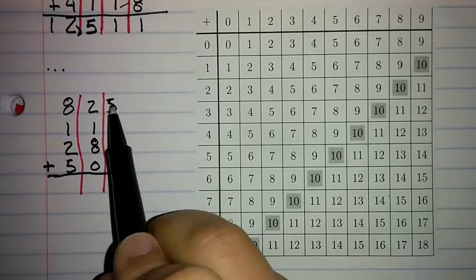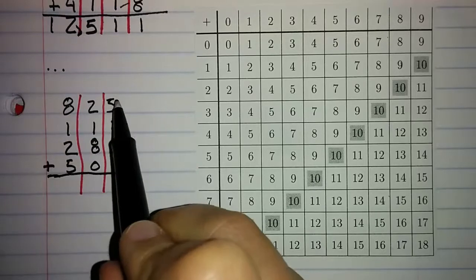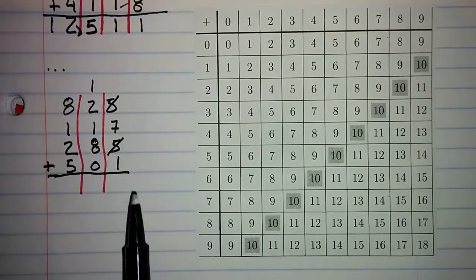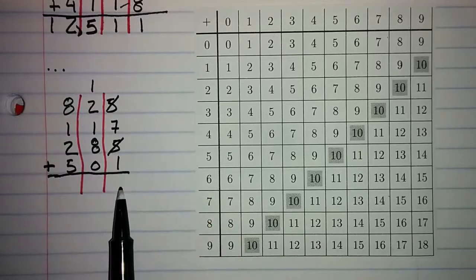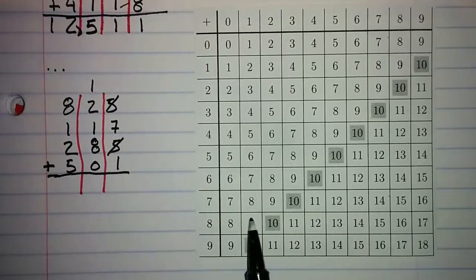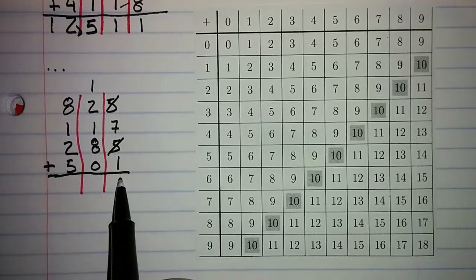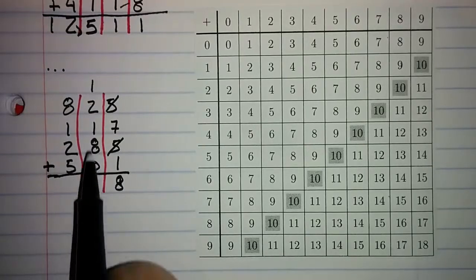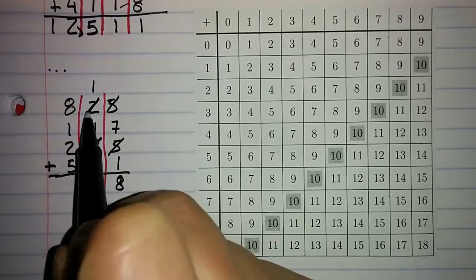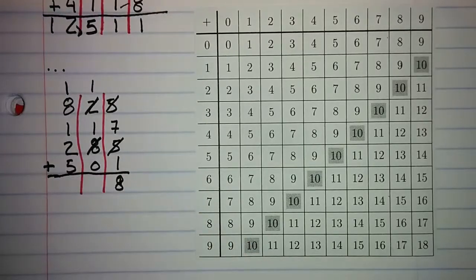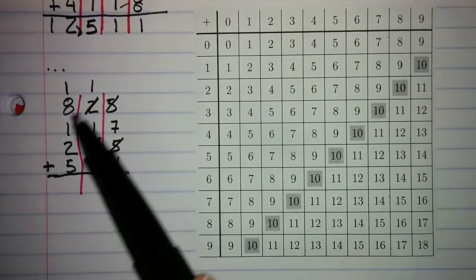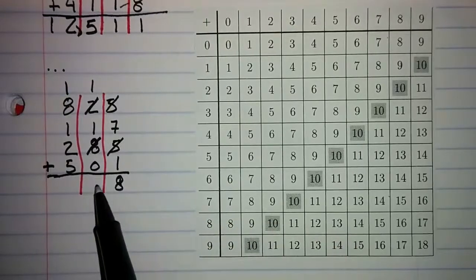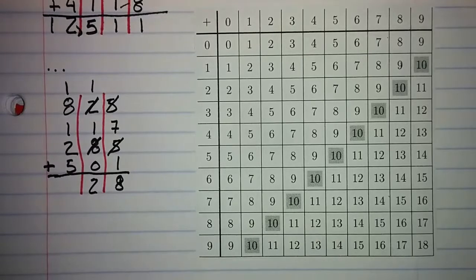So I see a 5 and a 5. That adds up to a 10. And I don't see any other pairs that make 10 in the ones place. 7 and 1, that's just 8. Okay, in the tens place, I see an 8 and a 2. That makes 10. And I don't see any other tens in the tens place, so I just have 1 and 1, and 0 is 2.